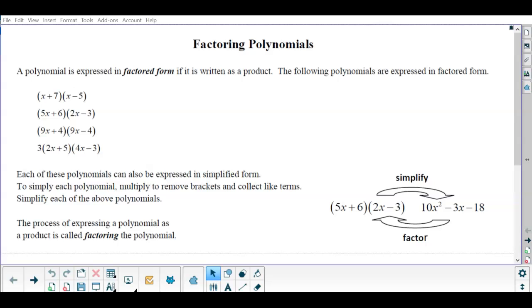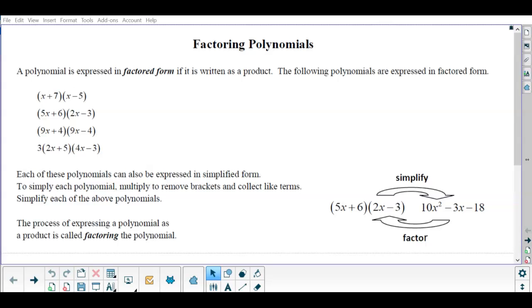In any case, a polynomial is expressed in factored form if it's written as a product, so multiplication, probably with brackets. So these are in factored form, okay? And these are actually completely factored because within the bracket, there's nothing more that you can do. Nothing that you can divide into both of the terms in there. So each of these can be expressed in simplified form.